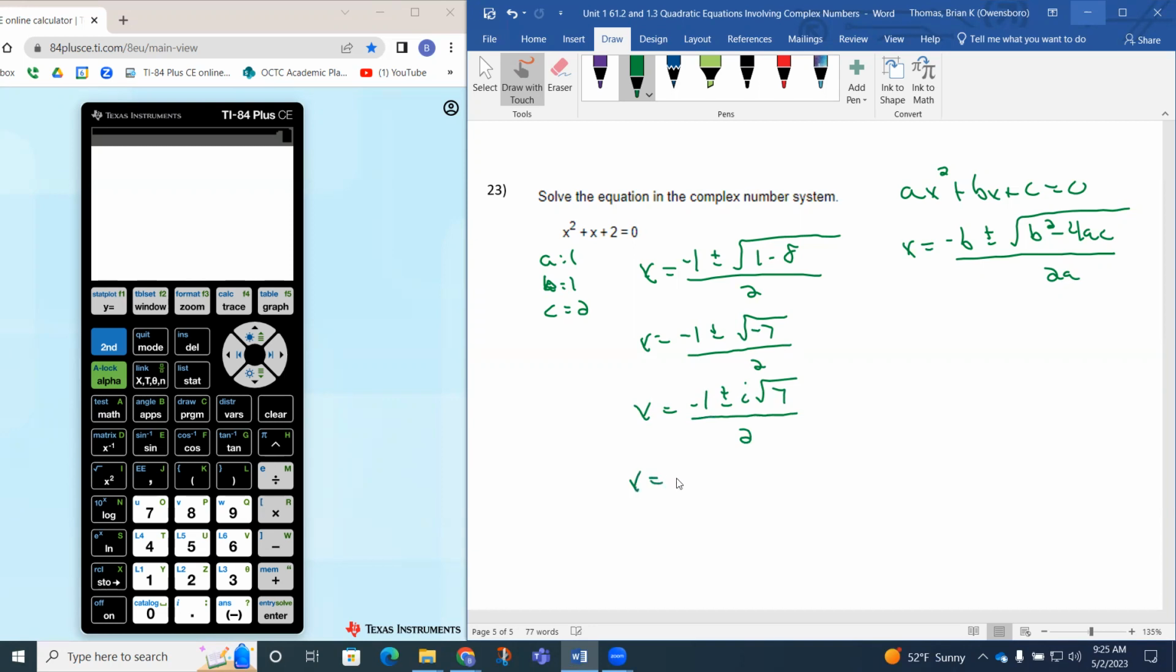We can also write this as -1 over 2 plus or minus i square root of 7 over 2, separated. And neither answer can be simplified. The 2 does not go into anything in the numerators, so that would be reduced. So the two solutions would be -1/2 plus i square root of 7 over 2, and then -1/2 minus i square root of 7 over 2. This would be our solution set. That would be our two imaginary or complex numbers, if you will, for that.